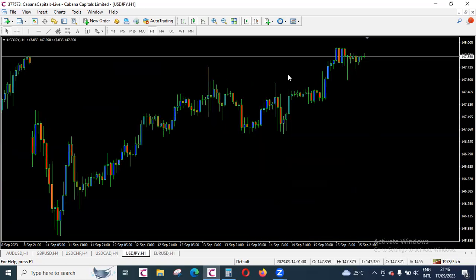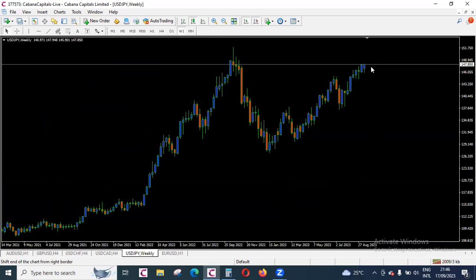USDJPY is next pair. Let's start with the weekly time frame. So it's obvious USDJPY is bullish. You can see it's in a bullish trend. It has been forming a series of what? Higher high, higher low, higher high, higher low, higher high. This tells you that USDJPY is in a bullish trend. We have a resistance here.